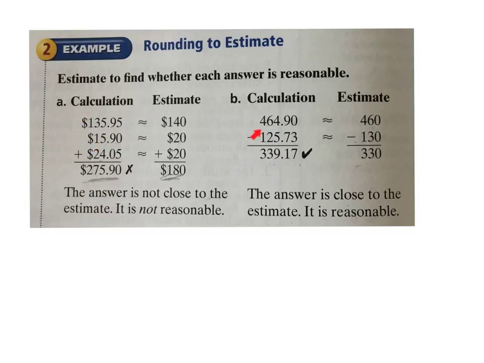Take a look over here. 464 minus 125. And the person is saying, yeah, that's a 339.17. Well, again, is that reasonable? Does that make sense? Well, 464, you can round to 460, 125 to 130. That's about 330, and that's about what you got, about 330. So the answer is kind of close to the estimate, so it's probably reasonable.